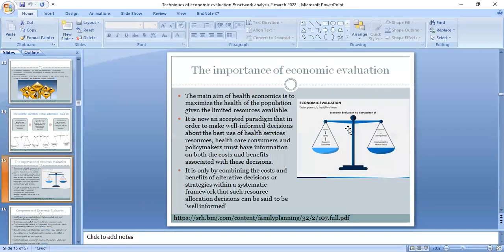Now, the importance of economic evaluation. The main aim of health economics is to maximize the health of the population given the limited resources available. It is now an accepted paradigm that in order to make well-informed decisions about the best use of health services, healthcare consumers and policymakers must have information on both the costs and benefits associated with these decisions. It is only by comparing the costs and benefits of alternative decisions or strategies within a systematic framework that such resource allocation decisions can be said to be well informed.